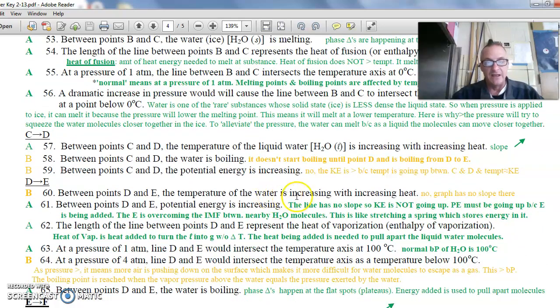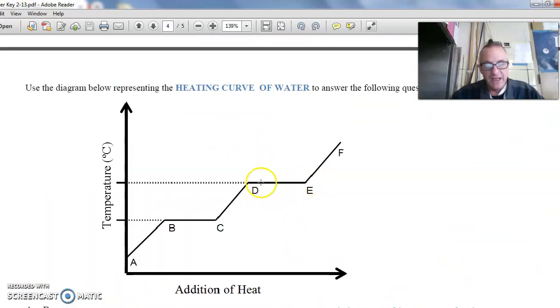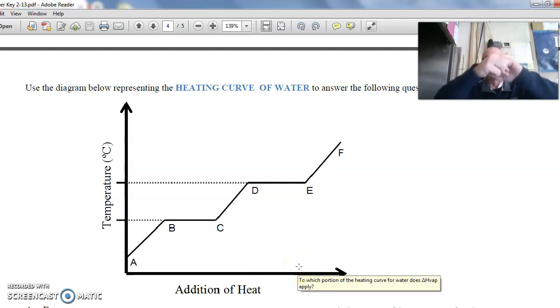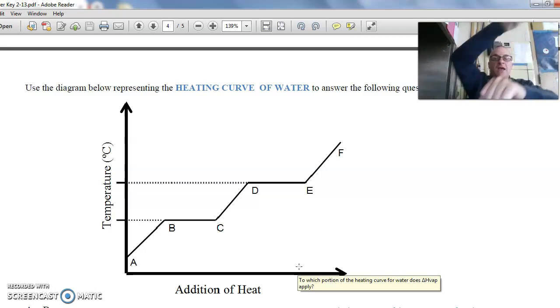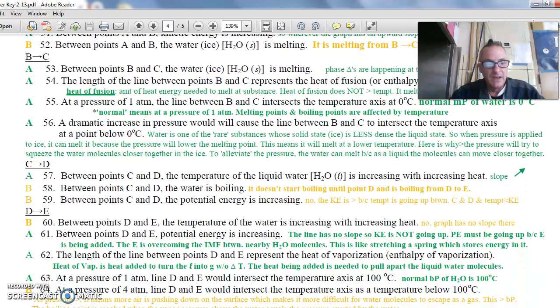Between D and E, the temperature is increasing. No, between D and E, the temperature is staying the same. The temperature is not going up. We are adding heat, but the temperature is not going up. What's the energy doing? Again, the liquid molecules are flying around each other, but they are still being held together. What's happening with the energy between D and E is it's adding the energy to overcome that attraction and allow the gas molecules to break off and fly as a gas.